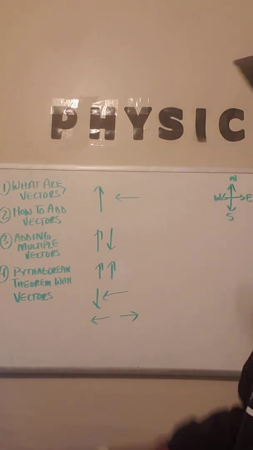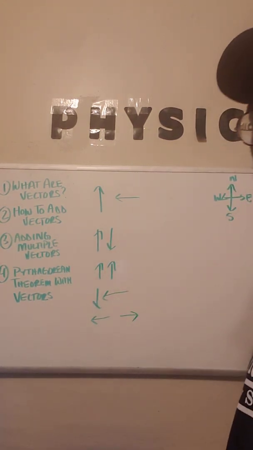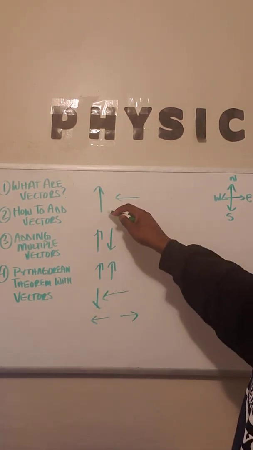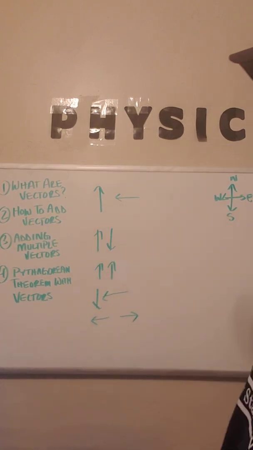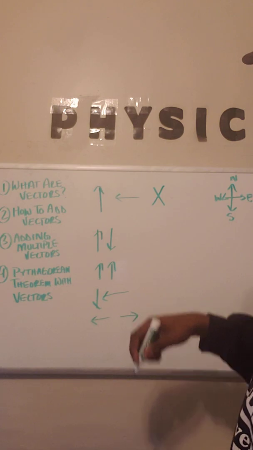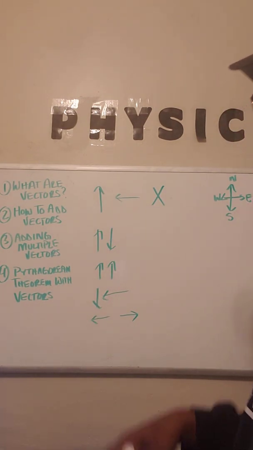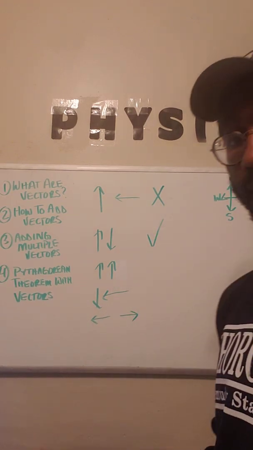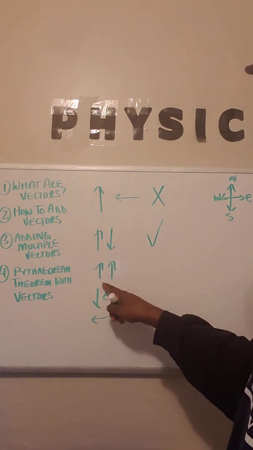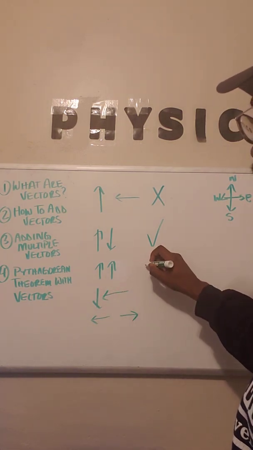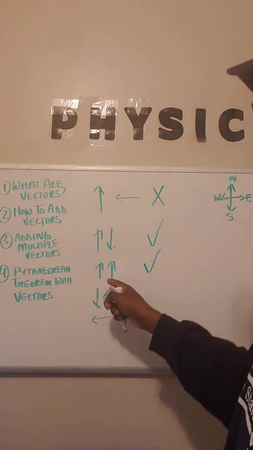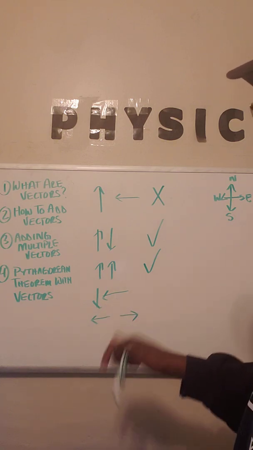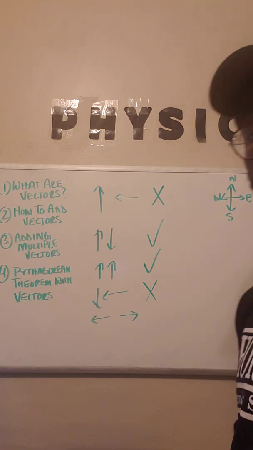Okay, so what I've done here is I've just drawn a couple different vector combinations, and we're going to walk through whether we can add or subtract them. These vectors, we have one going north, one going west. We cannot add or subtract those because they are not both along the same plane. Here we have a vector going north and a vector going south. We can add or subtract those because they are along the same plane. Here we have two vectors going north. That is still good. We can add or subtract those because both vectors are along the same plane. Here we have a vector going south and a vector going west. We cannot add or subtract those because they are on different planes.